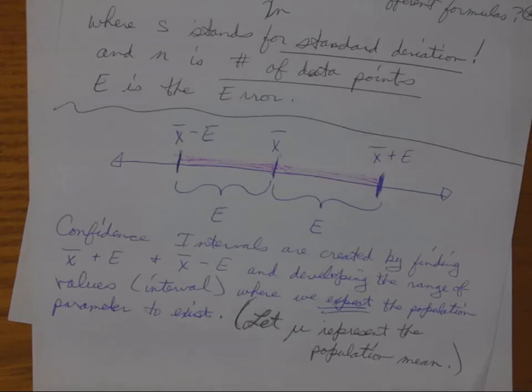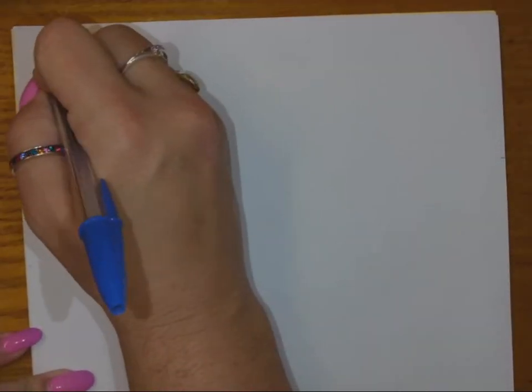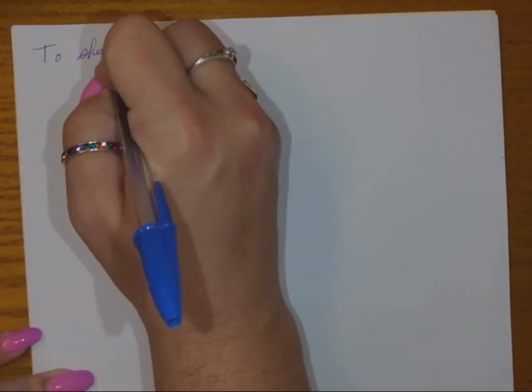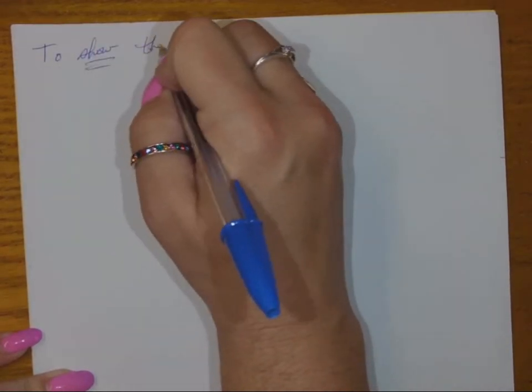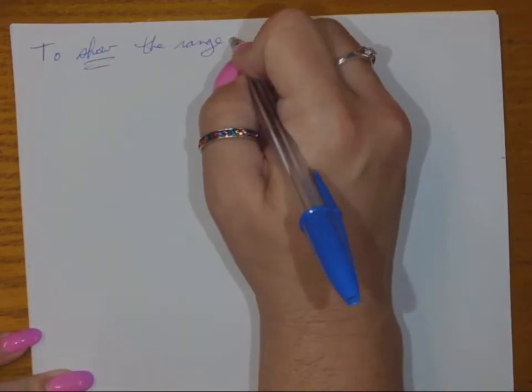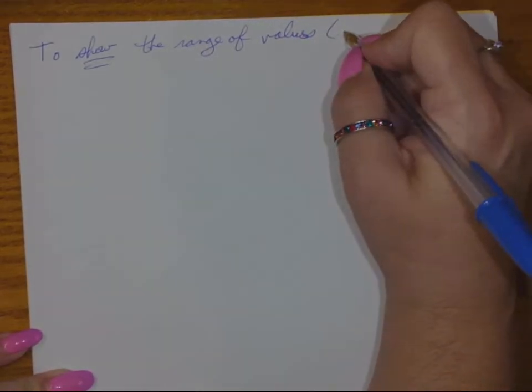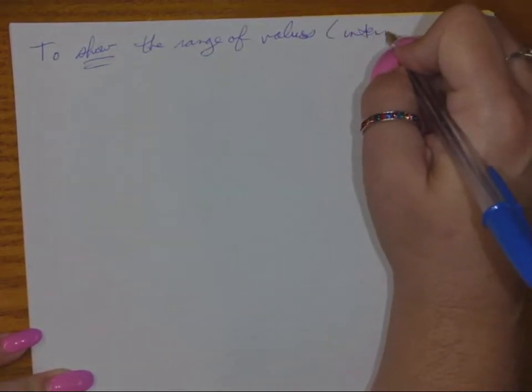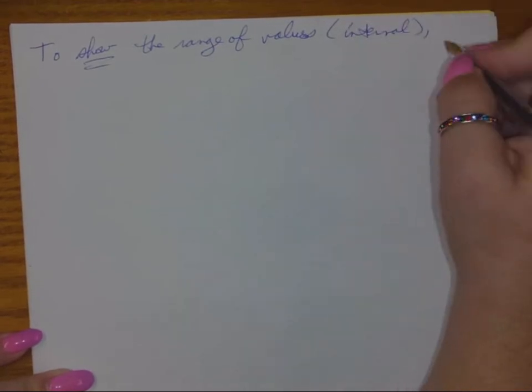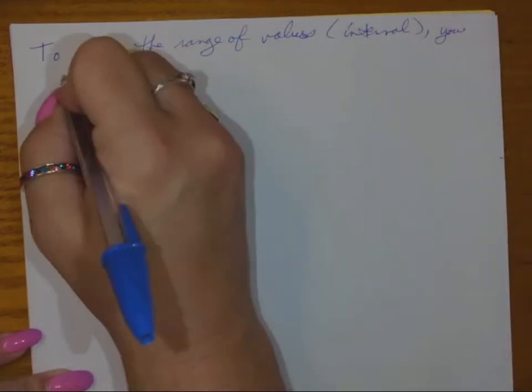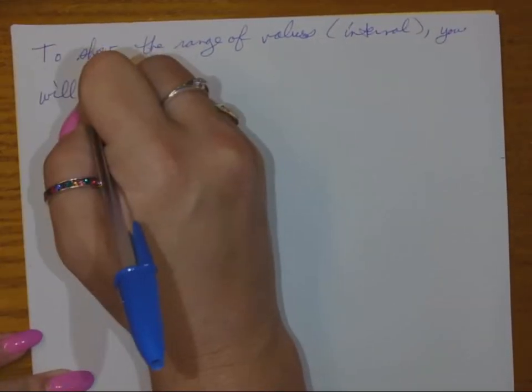Let me see what I want to do. Okay, I'm going to show you how to write this confidence interval real fast. To show the range of values, your interval, you will say this.